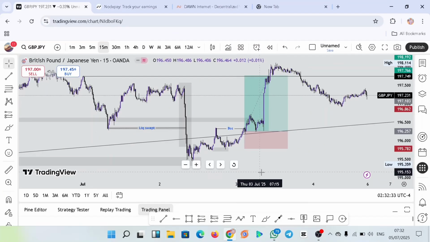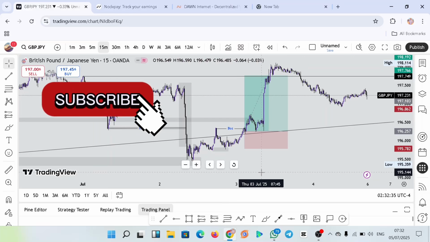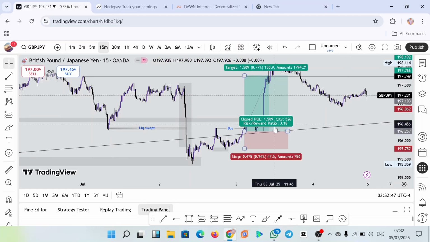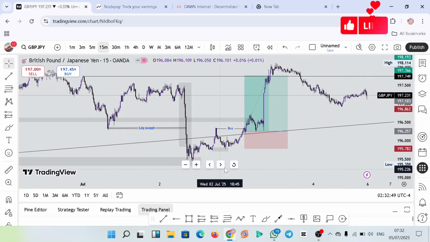3 hours later. So guys, this is how the trade worked out. You remember that I analyzed this trade, but I couldn't complete the video, but this is it right now. GBPJPY. This is how the trade worked out.